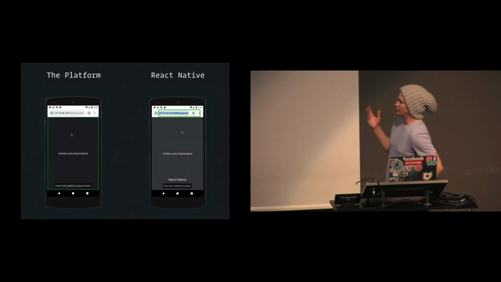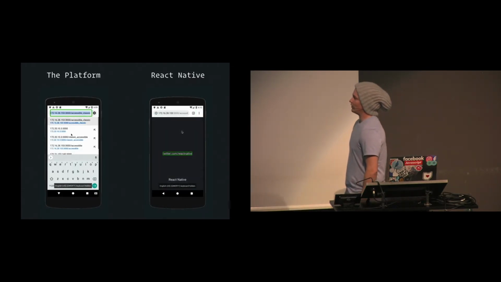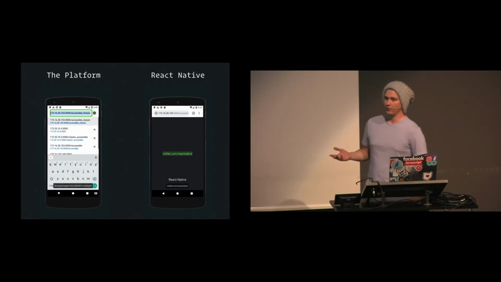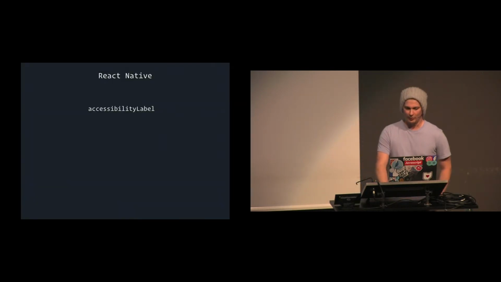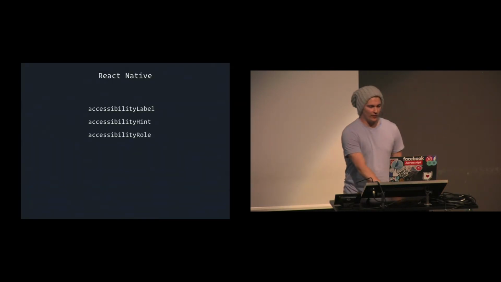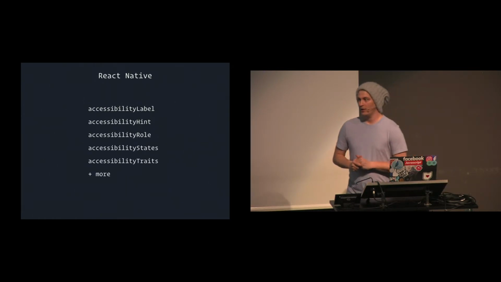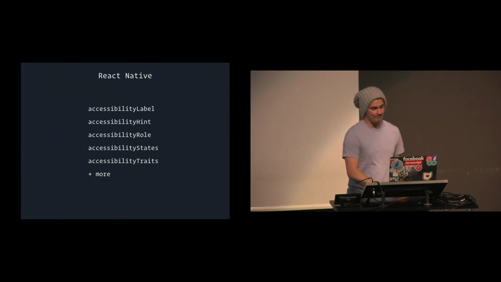Again, you can achieve this natively on the DOM with some DOM properties, but we handle it for you with React Native. And we have a number of different accessibility properties like label, hint, role, states, traits, many more. And you can just tag these onto any of your elements and be on your way and have a really nice experience for people that need these types of supports.